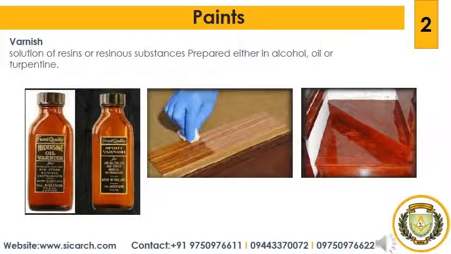The second one is knotting. The process of knotting is then carried out as in the case of painting. The third one is stopping. The surface of woodwork is then stopped. This is done by means of hot weak glue size. It will fill up the pores on the surface.